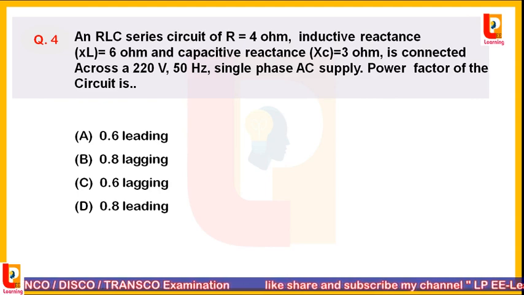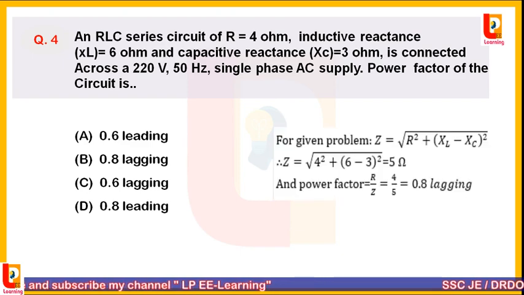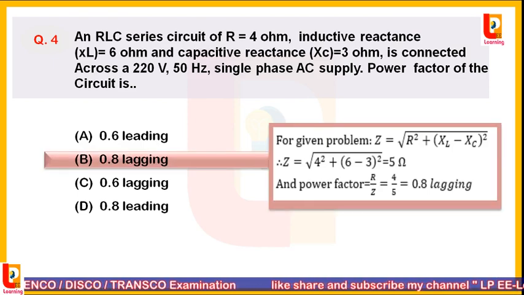Question 4. In an RLC series circuit, resistance is 4 ohm, inductive reactance is 6 ohm and capacitive reactance is 3 ohm. It is connected across a 220 volt 50 Hz single phase AC supply. So the power factor is: in a series RLC circuit, impedance Z is equal to the square root of R squared plus (XL minus XC) squared. By putting in the values, we get a total impedance of 5 ohm, and power factor is equal to R by Z, 4 by 5, that is 0.8 lagging. So the correct answer is option B, 0.8 lagging.